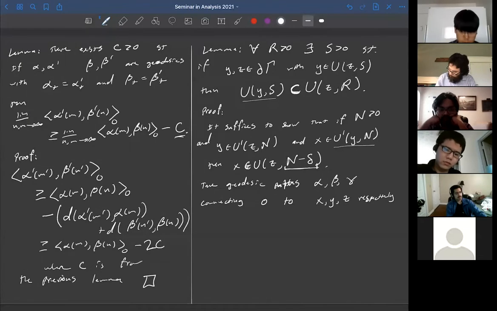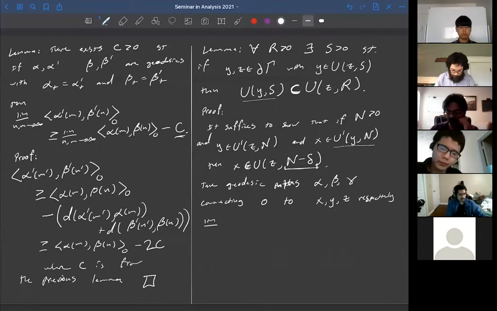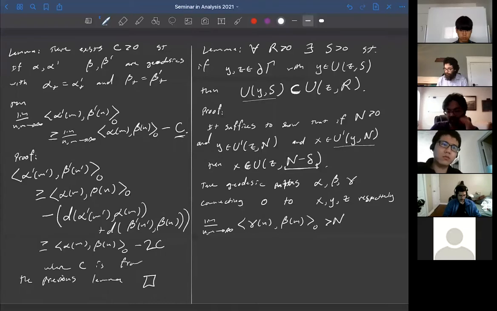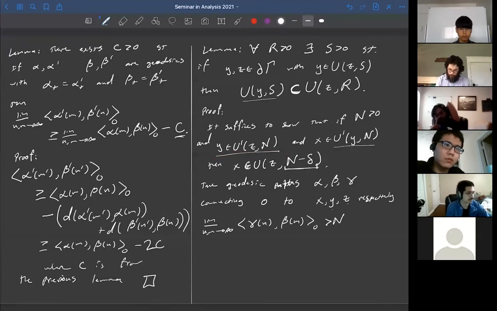All right, and what do we know? We know that the limit as n and m tend to infinity of the Gromov product of gamma n and beta m is greater than n. All right, so gamma represents z, beta represents y, and this is just saying that y lives in this space here. So I'm here, so that's there. But what does that mean?